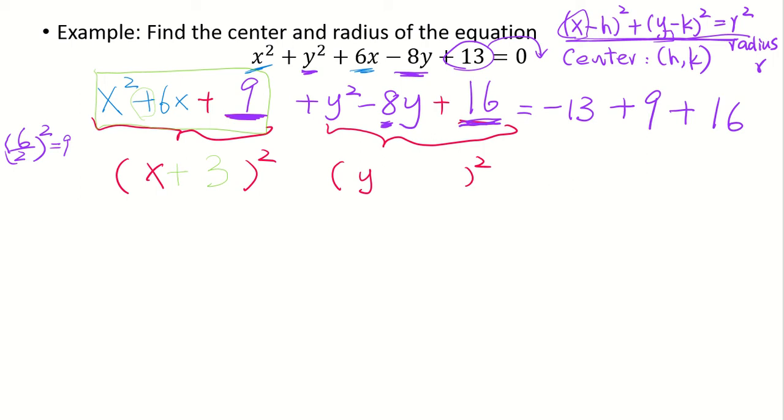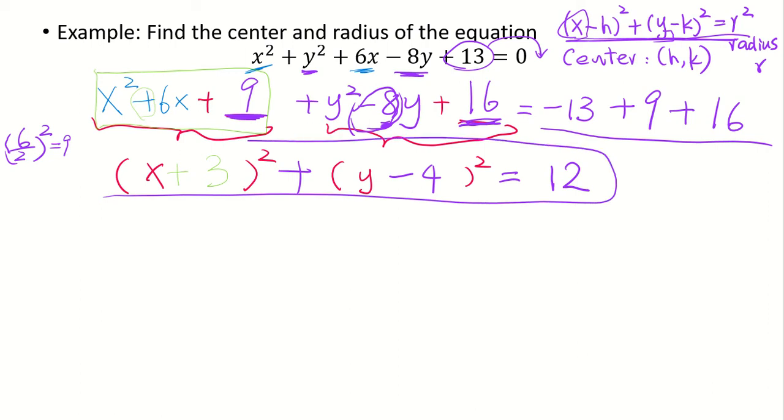And over here, it's y, well, it's this middle term divided by 2, which is negative 8 divided by 2, negative 4. (y minus 4) squared equals, on this side, negative 13 plus 9 plus 16. The answer is 12. Okay, so now we turned our original equation into its standard form, which goes like this.